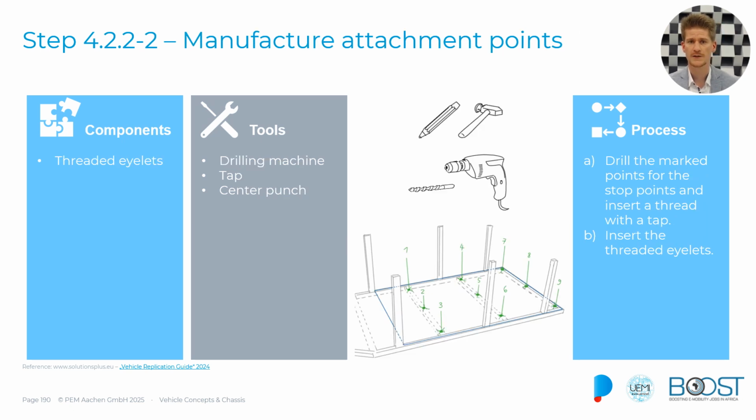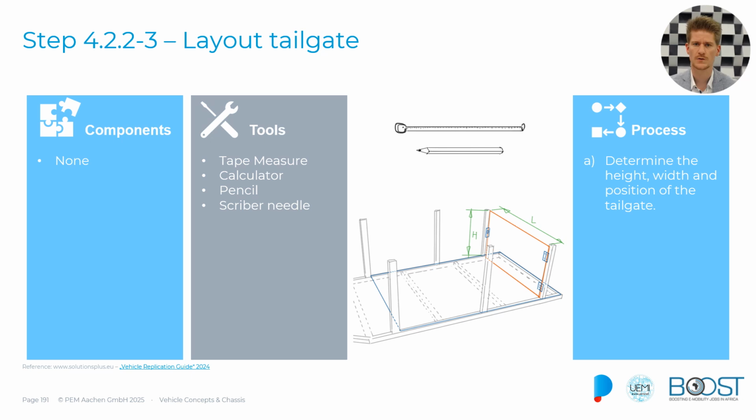Then we will manufacture the attachment points. The only thing is that we need some threaded eyelets, drilling machine, tap and center punch. You just drill the marked points through and insert the threaded eyelets, and then secure them with some nuts. Once this has been done, we need to look at the sides and the tailgate. We start with the tailgate first.